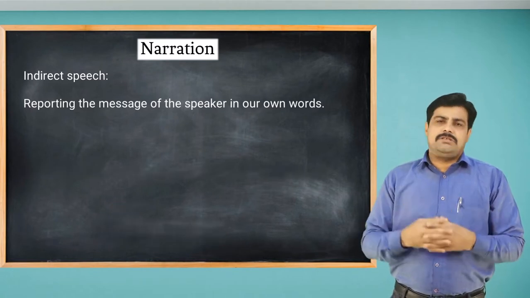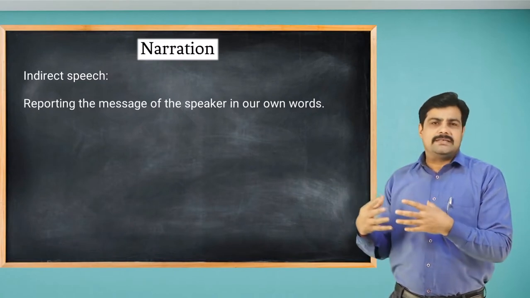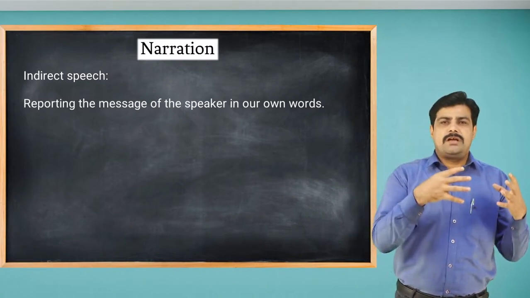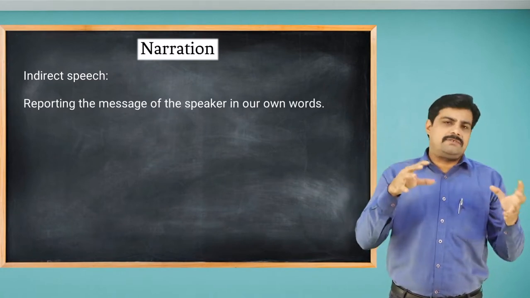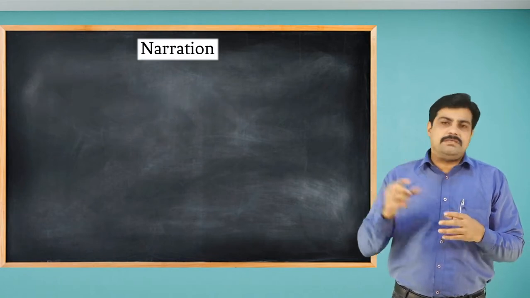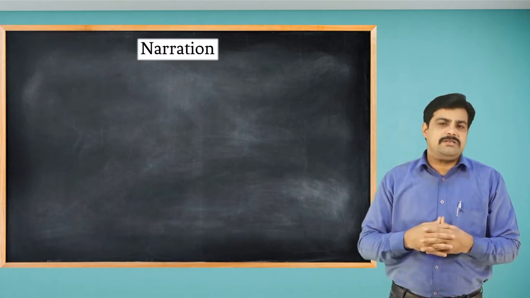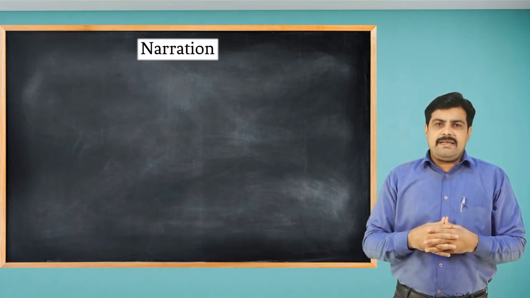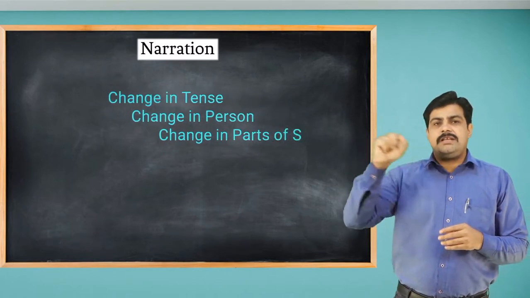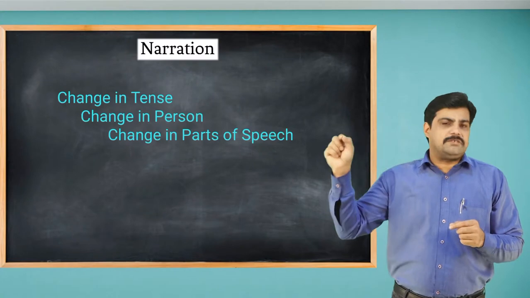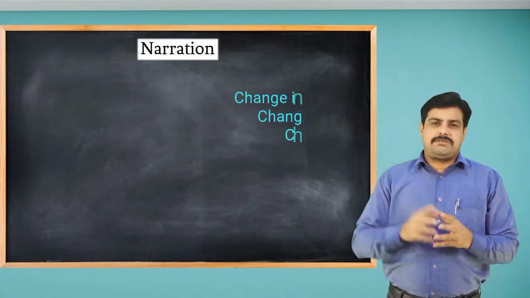To understand narration, it is mandatory to learn some rules. To make it more comprehensive, here are some important rules. And these rules are common to all types of sentences, such as assertive sentences, interrogative sentences, imperative and exclamatory sentences. These rules include change in tense, change in person, and parts of speech. Let's see change in tense.